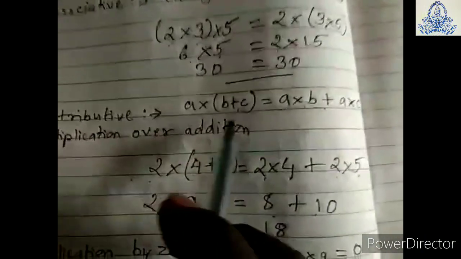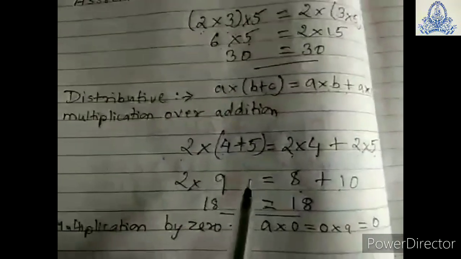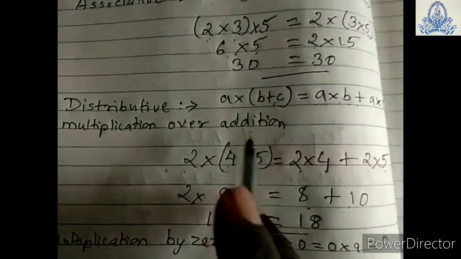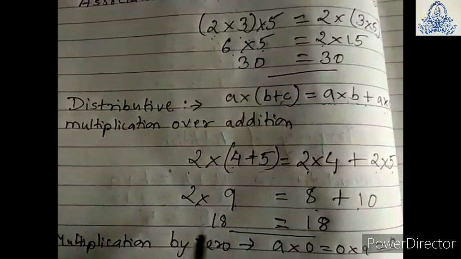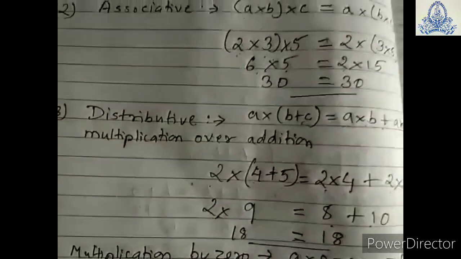A multiplied by B plus C is equal to A into B plus A multiplied by C. We can distribute the three numbers and multiply and add them. We will get the same answer according to the property.